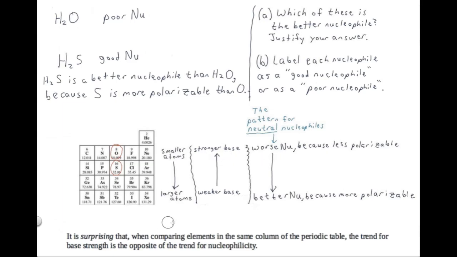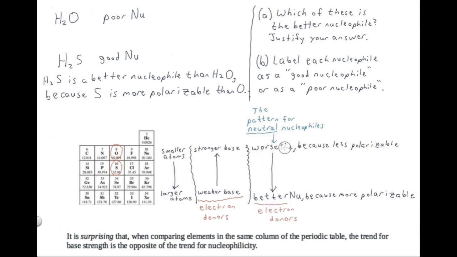It's surprising that when we're comparing elements in the same column, the trend for base strength is the opposite of the trend for nucleophile ability. Why is it surprising? Well, are bases electron donors or receivers? You should know that bases are electron donors. And are nucleophiles electron donors or electron receivers? I hope it's easy for you to remember that nucleophiles are also electron donors.